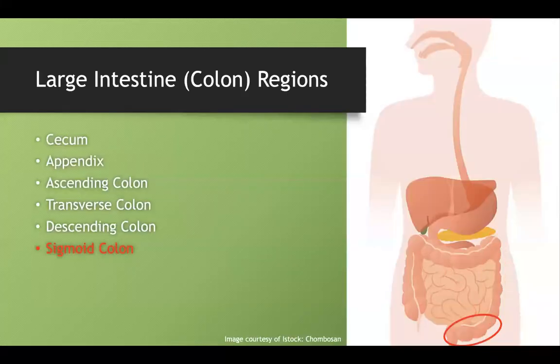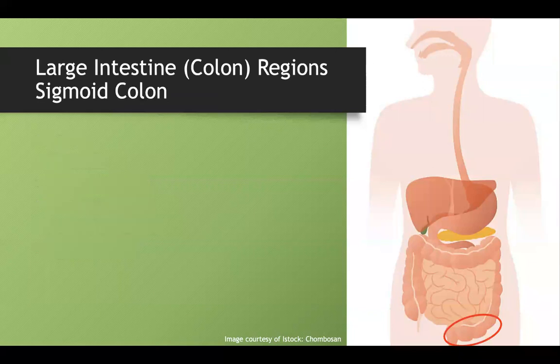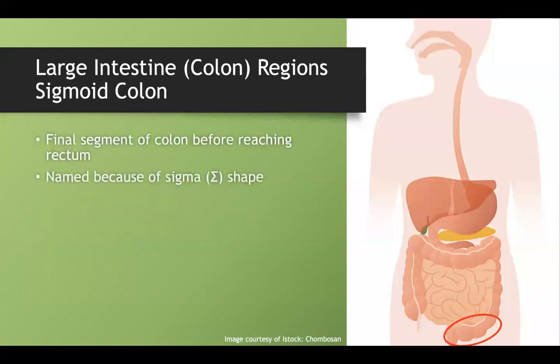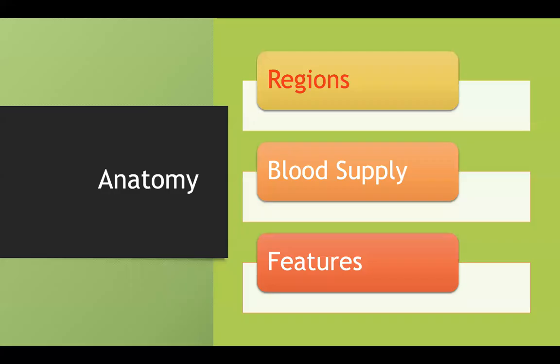And the last section of the colon that you need to know is the sigmoid colon. It's the final segment of the colon before it reaches the rectum. It's actually named because of the sigma shape that it takes. And we'll talk about some of these conditions later on in this lecture, but I want you to remember that conditions like diverticulosis and sigmoid volvulus are very common in this region.